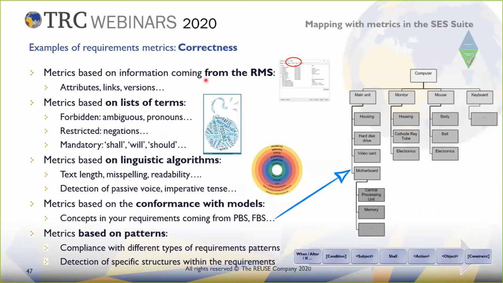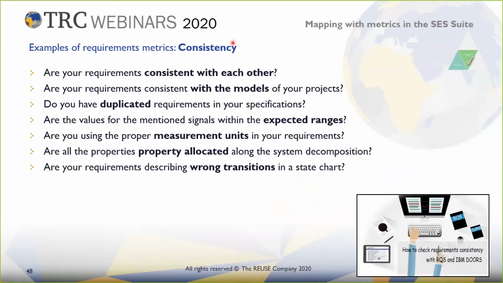We can create metrics for correctness with several types: from the attribute, from a list of terms, for linguistic algorithms, conformance with models based on patterns. For consistency, we can establish metrics with each other, with models. We can find duplicate requirements.